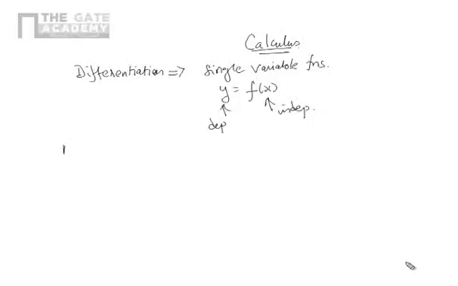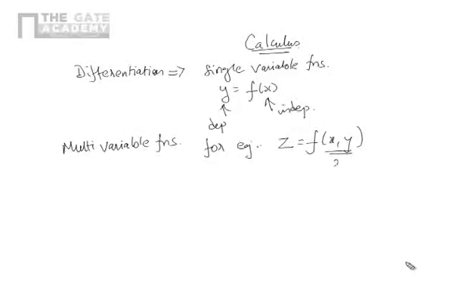But in the real world we have multivariable functions also. What do I mean by multivariable functions? For example, I can say z is a function of x and y. Here we have two independent and one dependent variable. Correct? So we have multiple independent variables. What do I mean by this exactly? If I have to write it in English language, what does it mean?